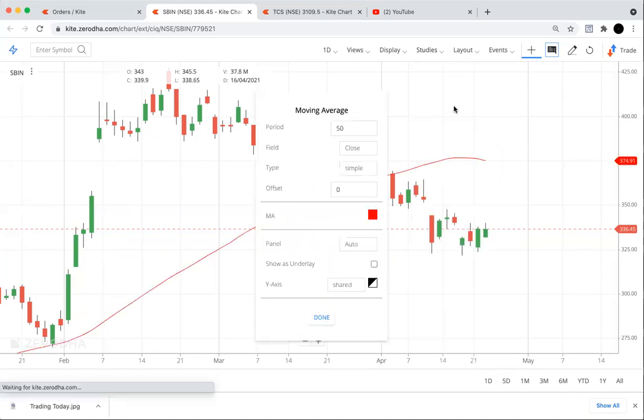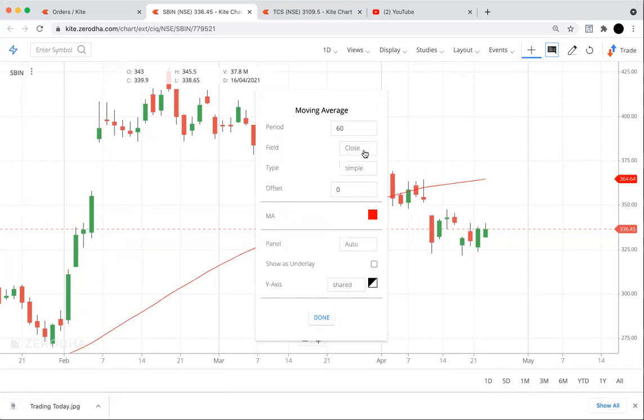And I've selected one. Here it is. So it is giving a 50 period. I'm going to change that to 60 because that's what I want. And the field is the close. I want the closing price of each day. And the type, I'm going to change from simple to exponential.